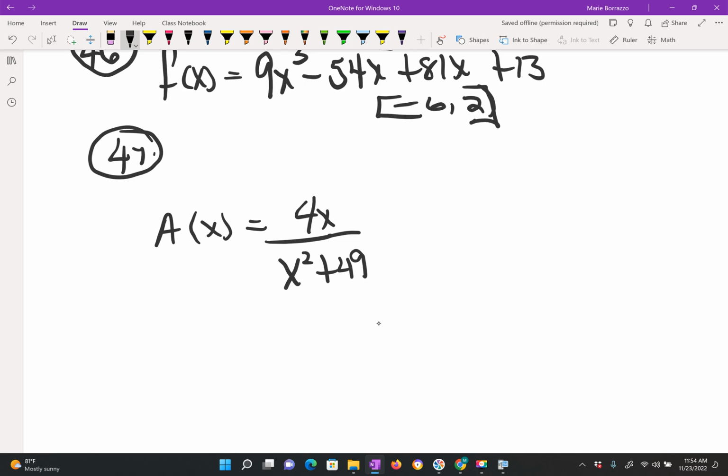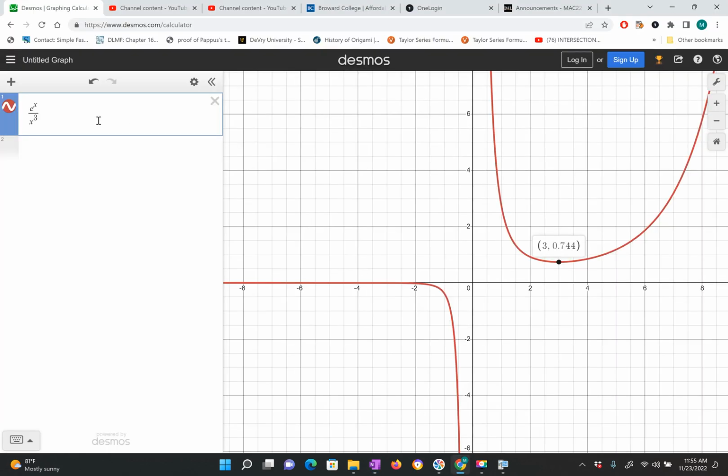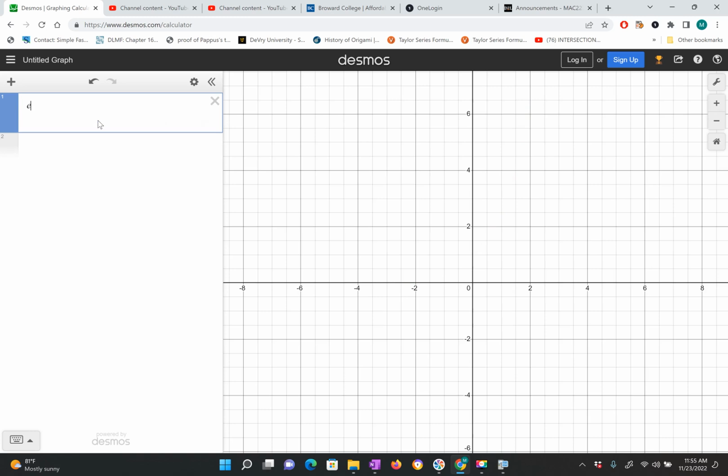So I'm thinking graph and trace this one. It's easy. Let's graph and trace. I'm also curious if we did differentiate, if it would make a difference. But let's graph and trace it first. Keep it simple. So at this point, we're looking at 4x divided by x squared plus 49.